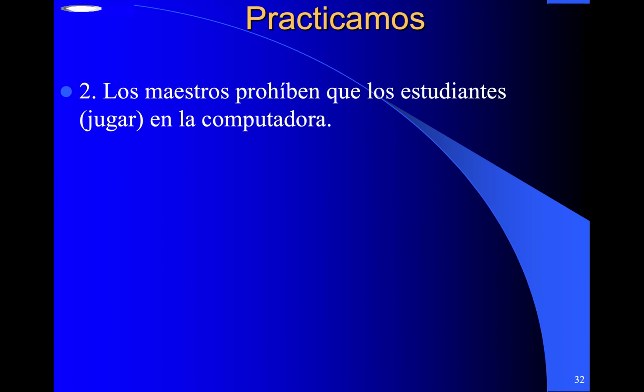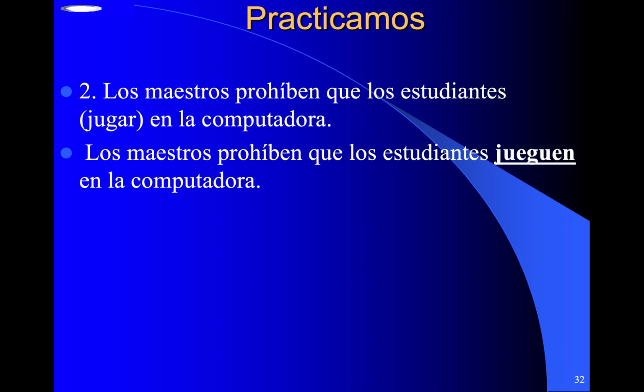Número 2. Los maestros prohíban que los estudiantes jugar en la computadora. Los maestros prohíban que los estudiantes jueguen en la computadora. Did you remember this is a double duty verb? Not only is it a stem changer, but it's a gar verb, so be careful. Why is it subjunctive? Prohíban que is a phrase that expresses request or recommendation. The teachers prohibit that the students play on the computer.